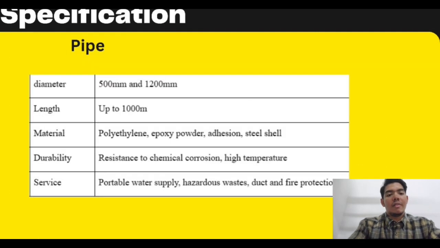So next, for the pipe, the diameter can be around 500 mm to 1200 mm and the length up to 1000 mm, and the material is polyethylene, especially powder adhesion, and steel shell on the outer. So the durability is resistant to chemical corrosion and high temperature. The service provided for this pipe, it can flow potable water supply, hazardous water, duct and fire protection.